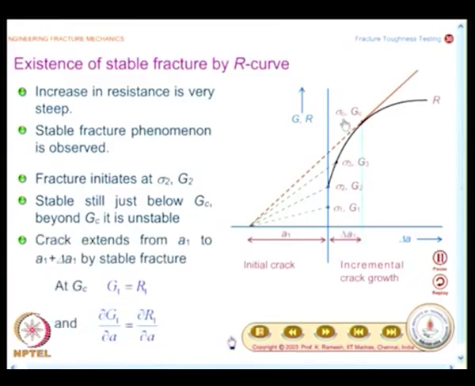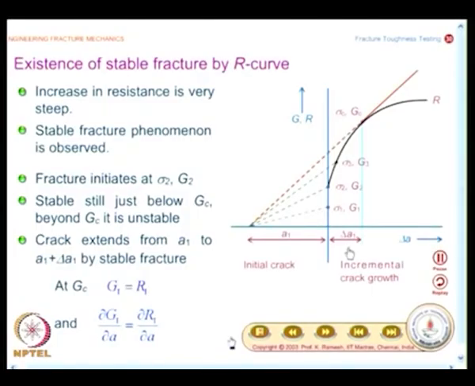So, when the value of the applied stress reaches the critical value sigma c and the corresponding energy release rate is Gc, the line becomes tangent to the R curve. So, from the point here which is dictated by sigma 2 to sigma c, you will have a stable fracture of the incremental length equal to delta A1.